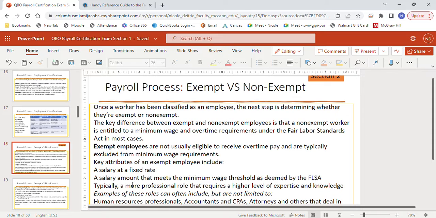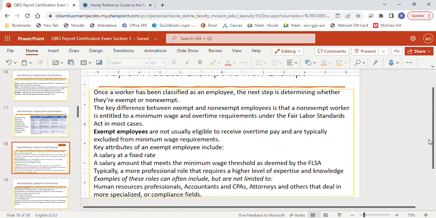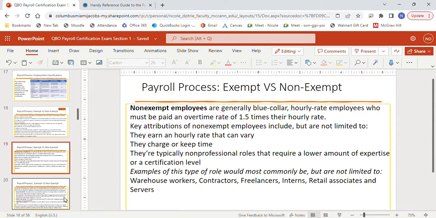Here's another one. Salary amount that meets the minimum wage threshold as deemed by FLSA. Typically more professional roles that require a higher level of expertise and knowledge. Examples of roles often include, but are not limited to, human resource professionals, accountants, CPAs, attorneys, and others that deal in more specialized or compliance fields.